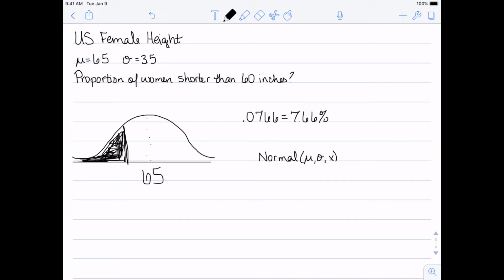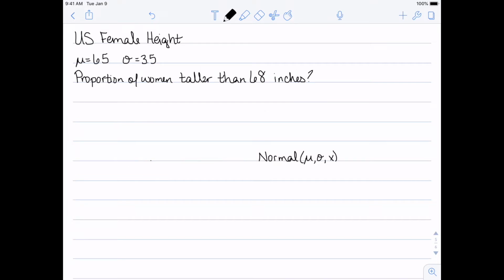Let's do another example. This time, I want to know the proportion of women taller than 68 inches. Once again, I'm going to start with a short, rough picture. I have my mean at 65, and 68 would be somewhere over here to the right. And I want taller than, so I want the bigger end of this, things to the right.